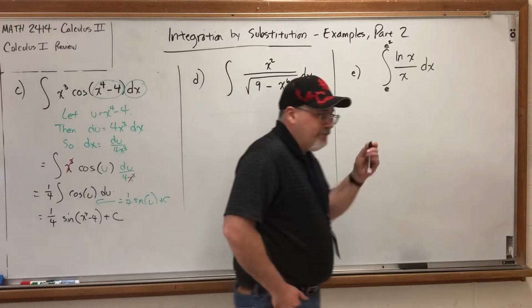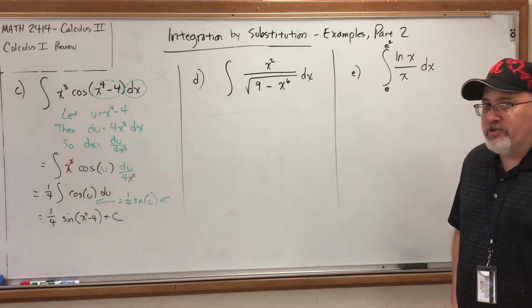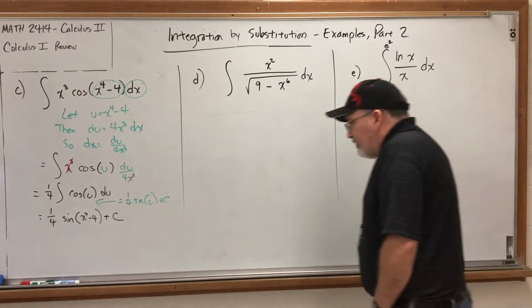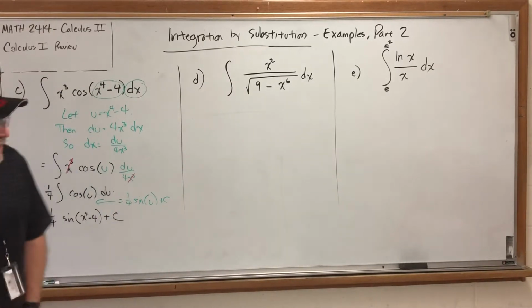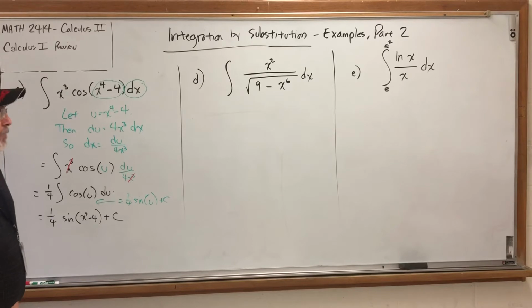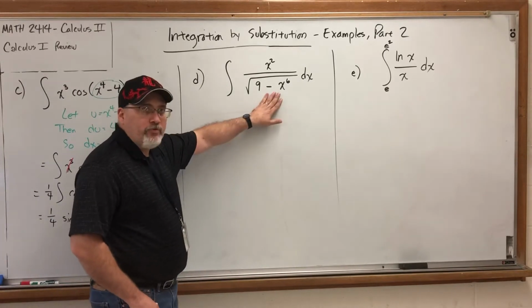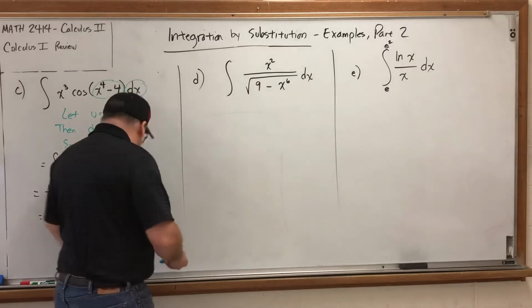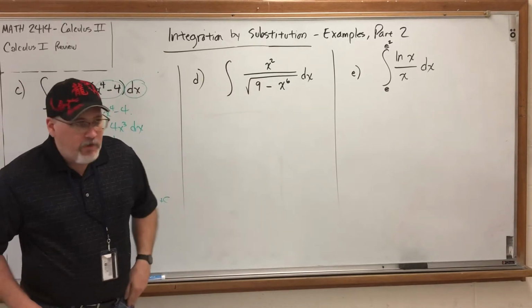Now, this one is actually not that bad once you choose the correct substitution. The substitution on this one may not be obvious because, well, where would you go? Would you say, let's let u be everything under the square root? Well, actually, let's try that. You will have some trial and error here.